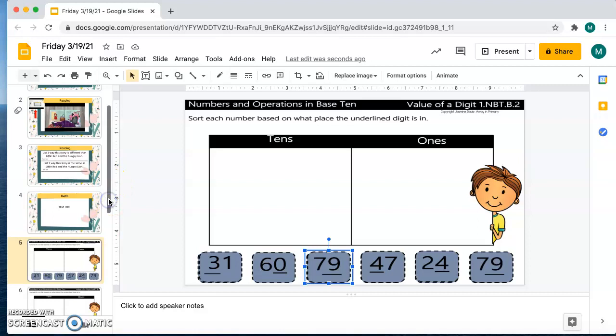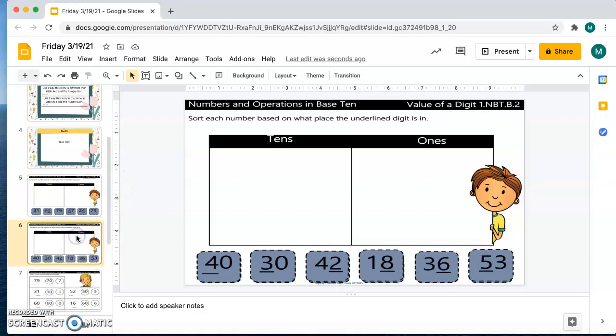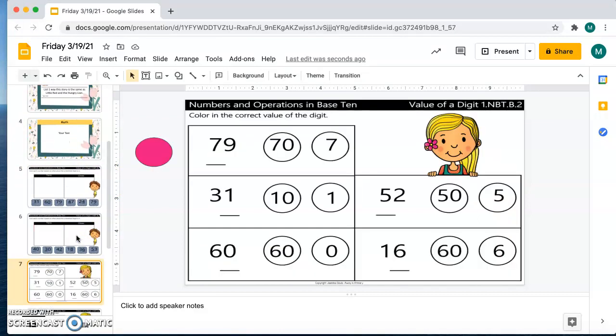Same thing for this slide over here. You're doing the same thing. For these two slides, you're going to color in the correct value of the digit, okay? So for this one, I'm going to show you for 79, the 7 is underlined. I know for 79 that the value of the digit is not 7. It's not just 7. The value of the digit is actually 70. So I'm going to move the marker over 70, okay?